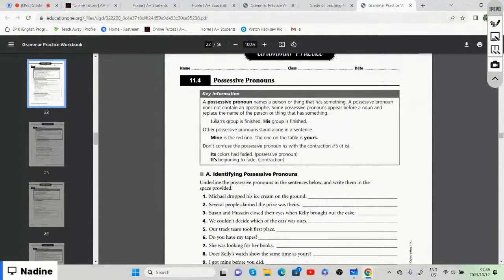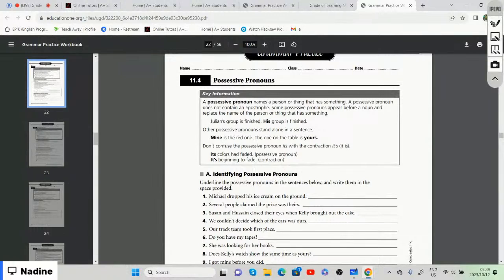Remember when we talked about possessive nouns, we need to add an apostrophe to show that it belongs to someone or someone has ownership of it, right? So sometimes we say that if you don't add the apostrophe but you just add an S, then you're just turning that word into a plural, but it's not a possessive noun, right?